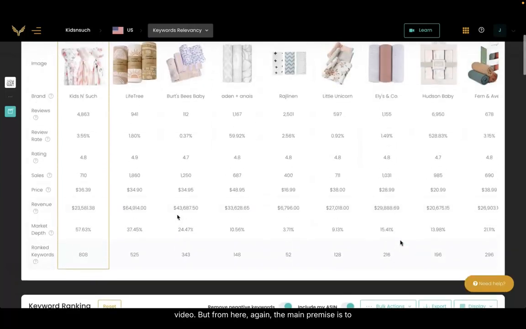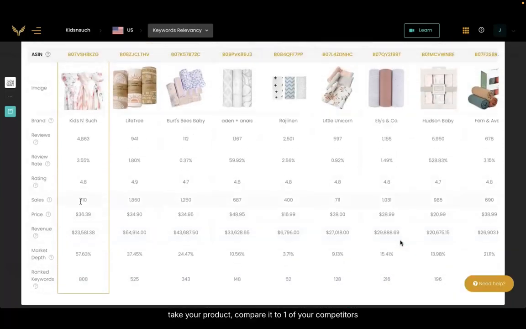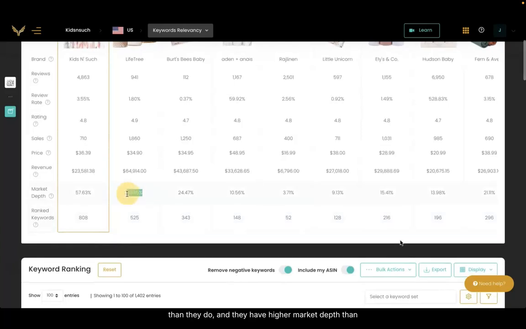But from here, again, the main premise is to take your product and compare it to one of your competitors where you ideally have more credibility than they do, and they have higher market depth than you do. In this case, the market depth actually doesn't really work out. But again, that's okay. We know that typically means they're ranked higher on page one than I am.